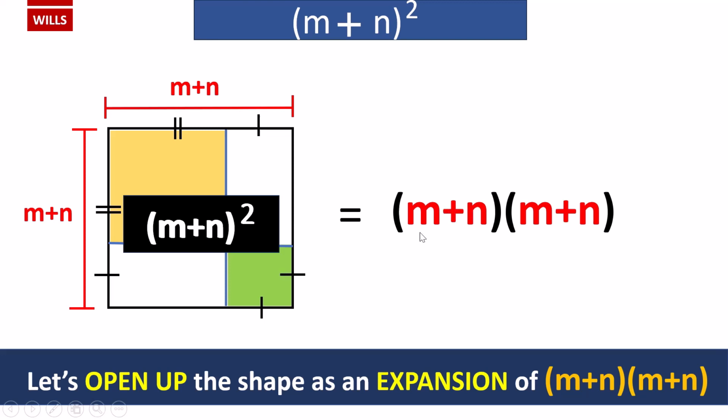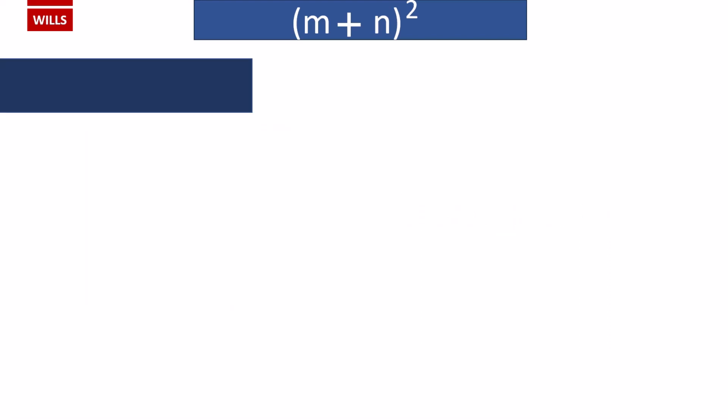So if we are able to expand the shape, which is equal to m plus n times m plus n, then the expansion of the shape should be the same as the expansion of m plus n times m plus n. By expansion of the shape, I mean breaking down the shape into pieces. Now let's open up the shape as an expansion of m plus n times m plus n. Let's go.